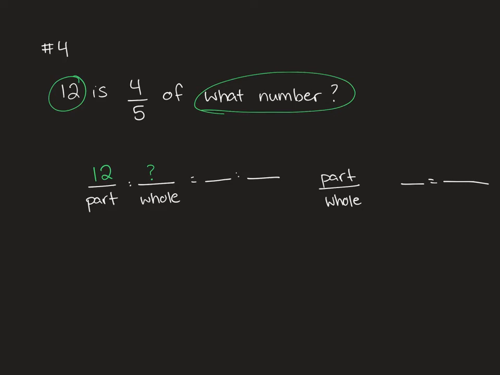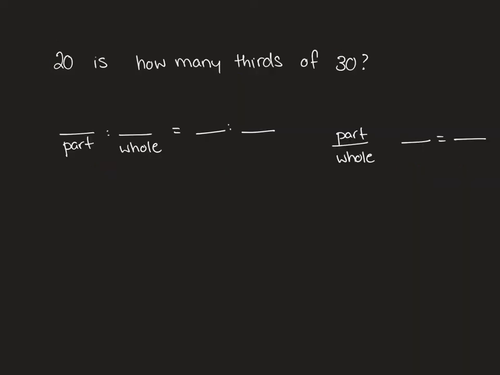Then we're going to write our second ratio that is equivalent. So our second ratio would be 4 to 5. Now we're going to turn both of these into fractions. So our first fraction would be 12 over question mark, and our second would be 4 out of 5.